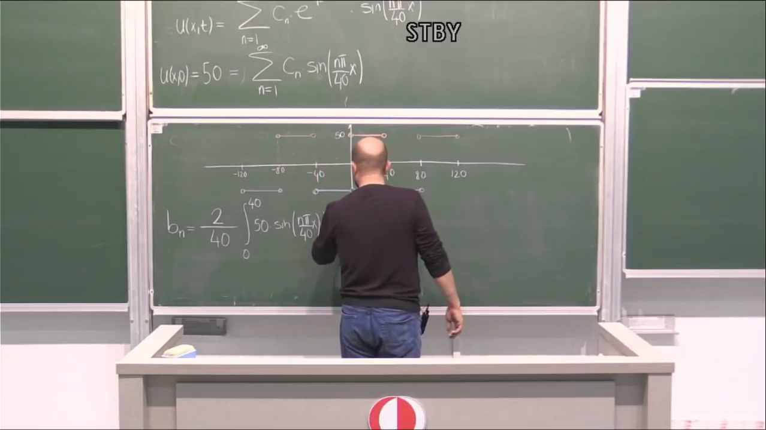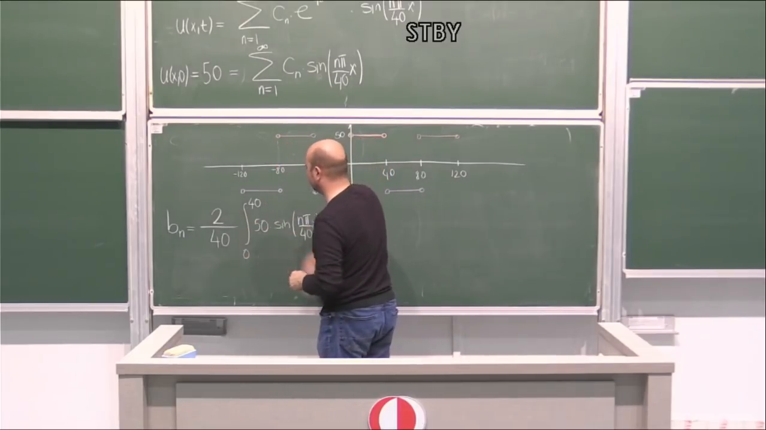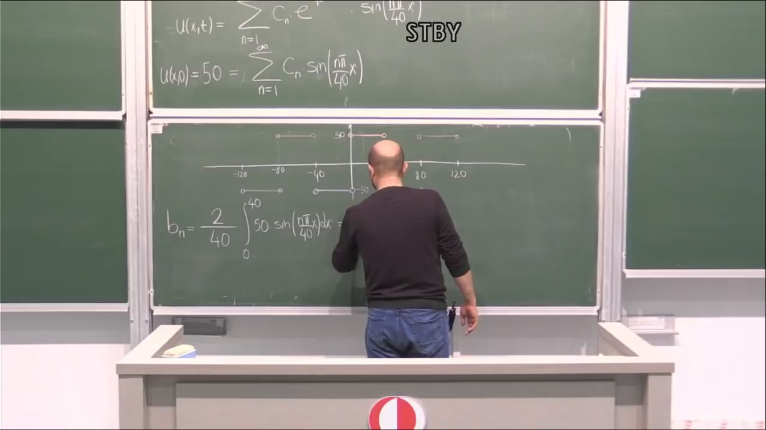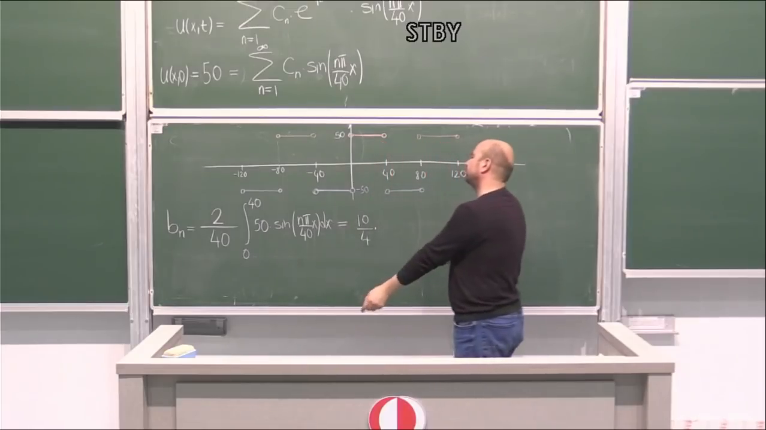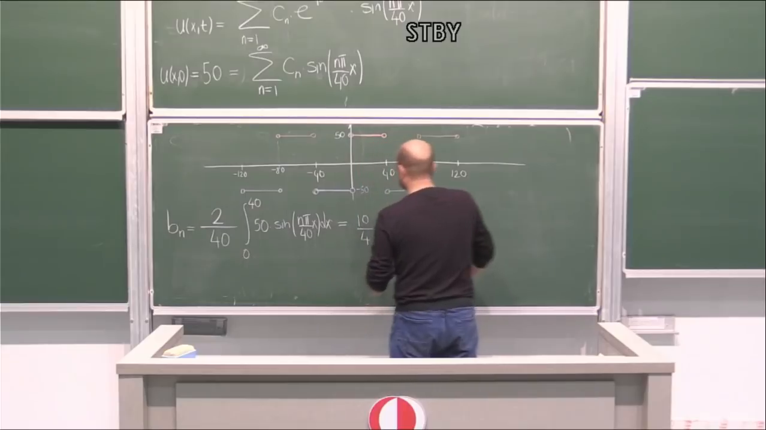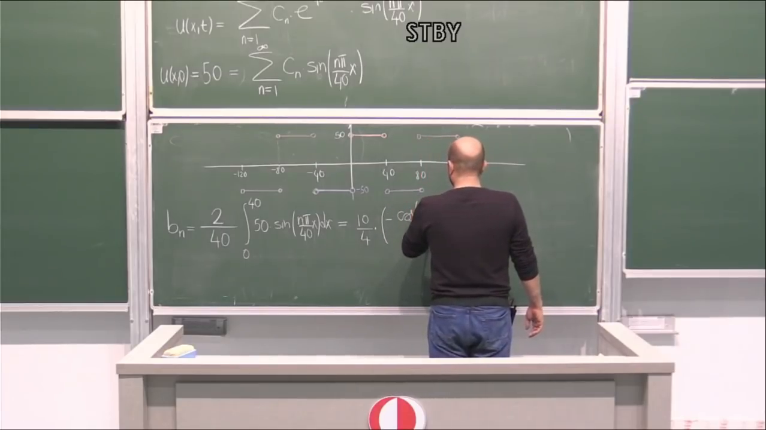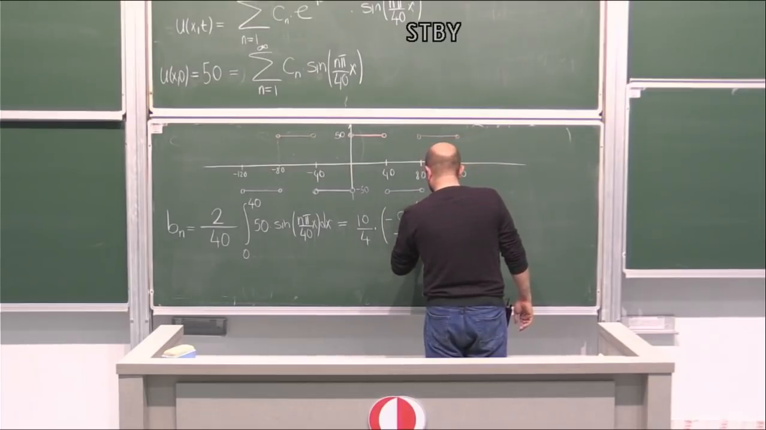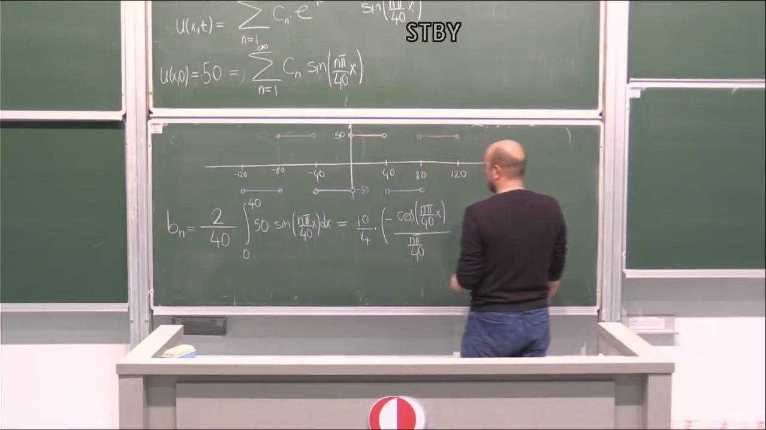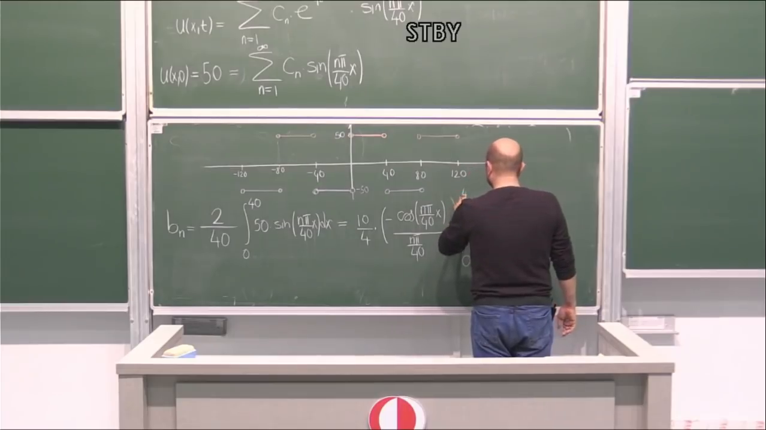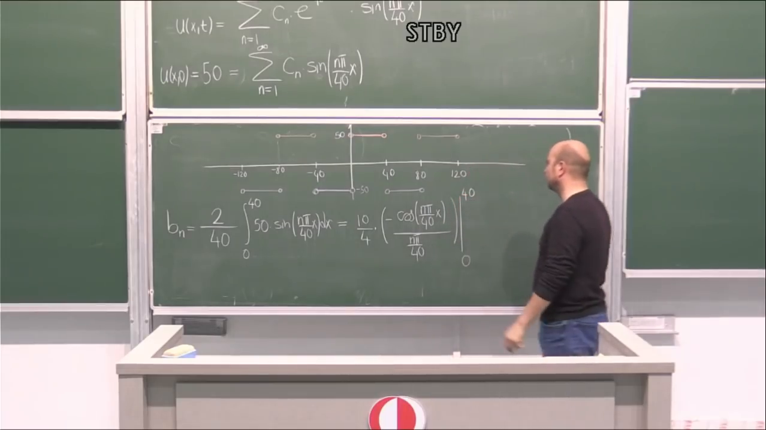If you do this integral, we have just 100 over 40, which is 10 over 4 here. And the antiderivative of sine is, here we have minus cosine n pi over 40 x divided by n pi over 40, from 0 to 40. Okay, this is what we have.